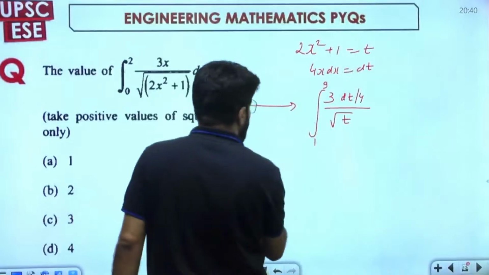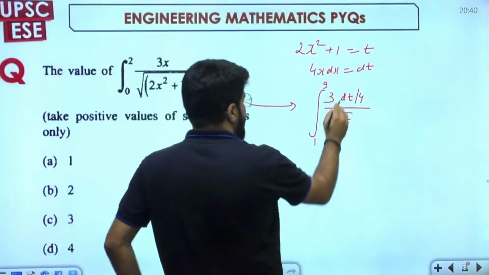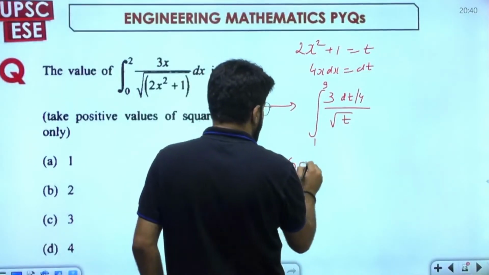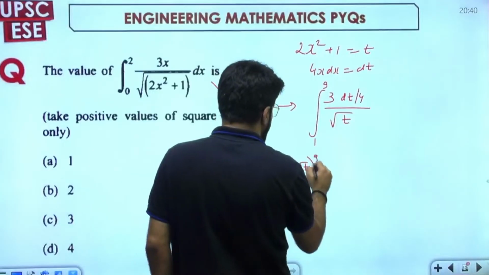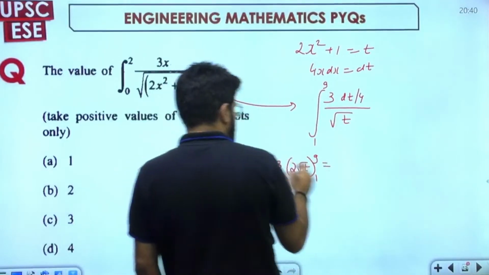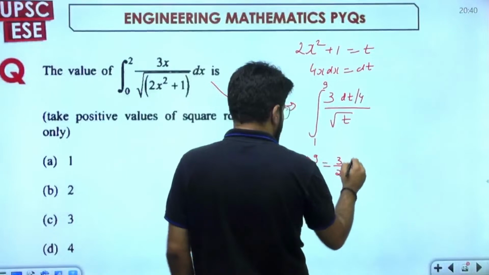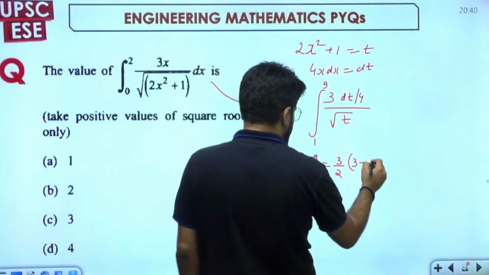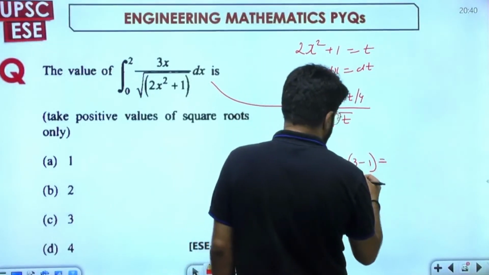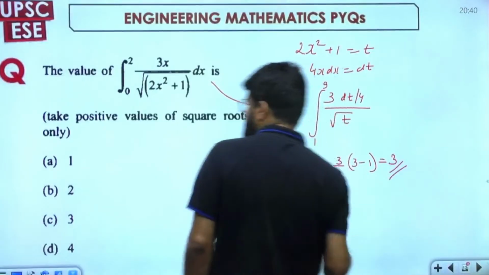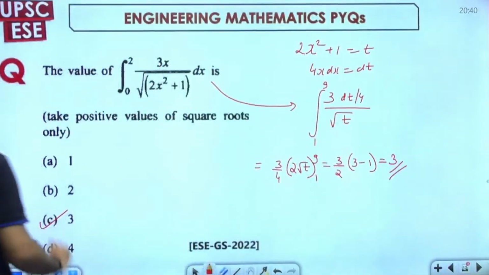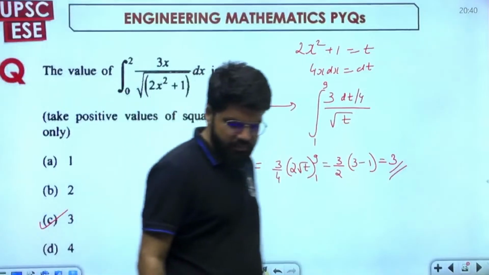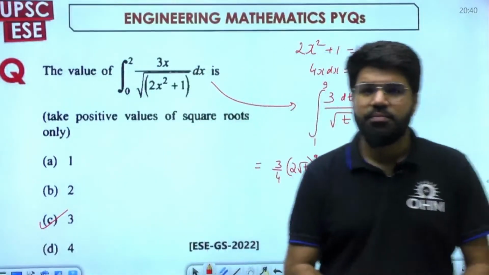Finish. So this is 3 by 4. The integral of 1 upon root t will become 2 root t, limit 1 to 9. So 2 and 4 cancel once, 3 by 2 under root of 9, 3, under root of 1 is 1. So 3 minus 1, 2 cancelled here. So answer is equal to 3 only. C. Finish. Simple question. Yet another simple question.